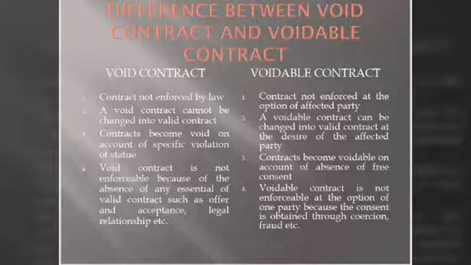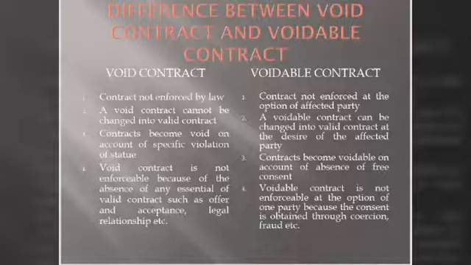In case of a voidable contract, a voidable contract can be changed into a valid contract at the desire of the affected party. That is, a void contract cannot be changed into a valid contract, whereas a voidable contract can, because a voidable contract is a contract in which the consent is not free. If you can make the consent of the party free, then you can change the voidable contract into a valid contract.